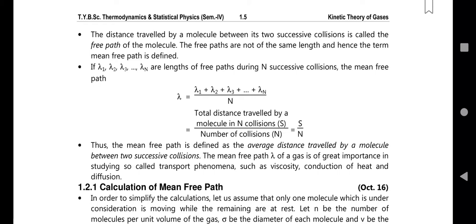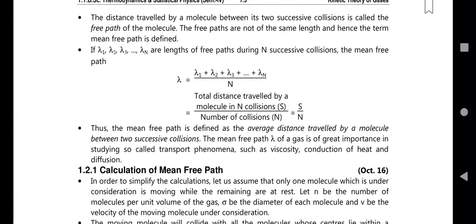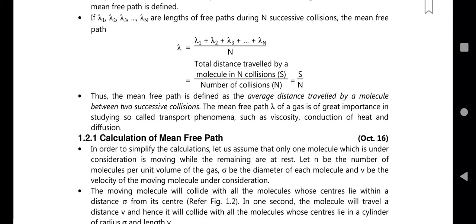This can also be expressed as the total distance traversed by a molecule in N collisions upon the number of collisions, that is S upon N. Thus, the mean free path can be defined as the average distance traveled by a molecule between two successive collisions.